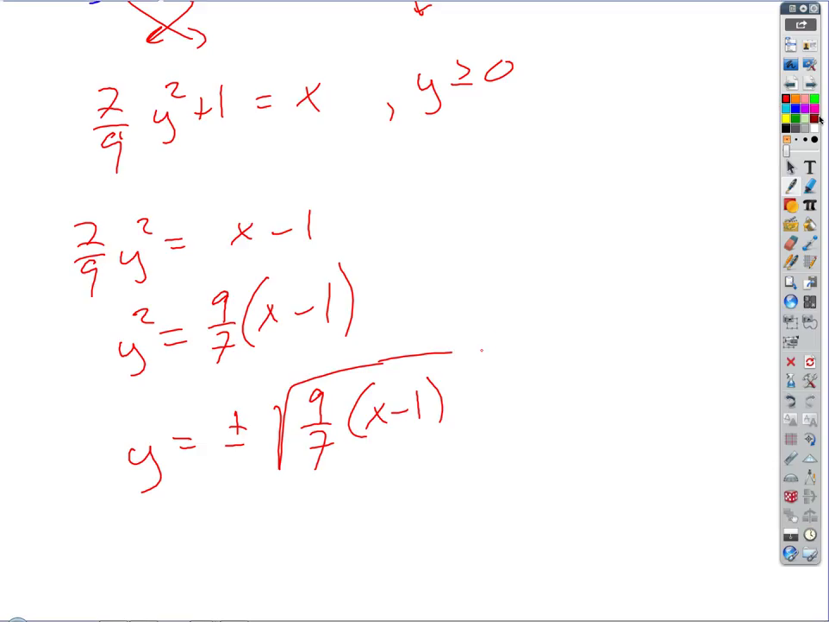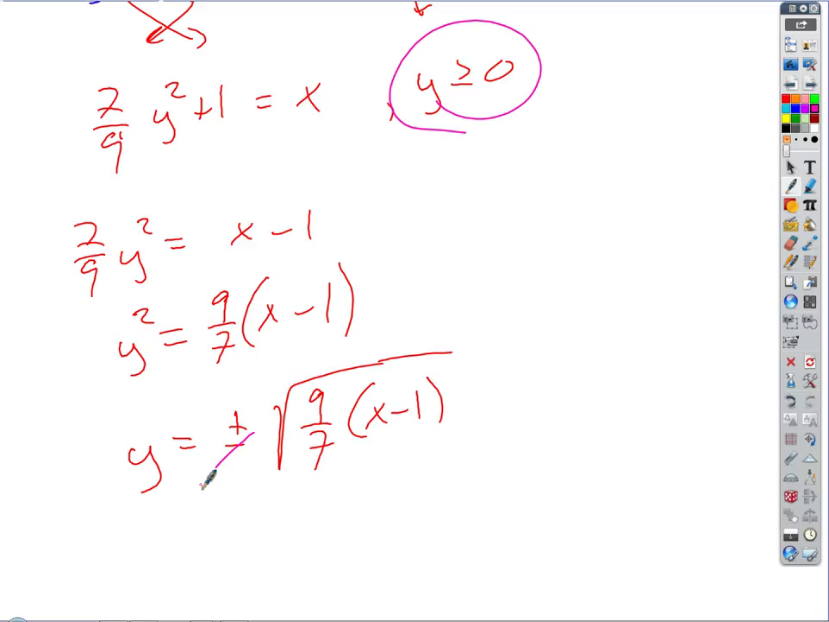However, if we take into account what our range has to be, and I didn't write that each time, that needs to be reflected down here in our answer, doesn't it? Really, after each row, I probably should write that again, because it is included as part of the function. If y has to be greater than or equal to 0, well, we know that the output of a square root is always non-negative, could be 0. So I would just cross out the negative, and our answer would just be positive, the square root of 9/7 times x minus 1.